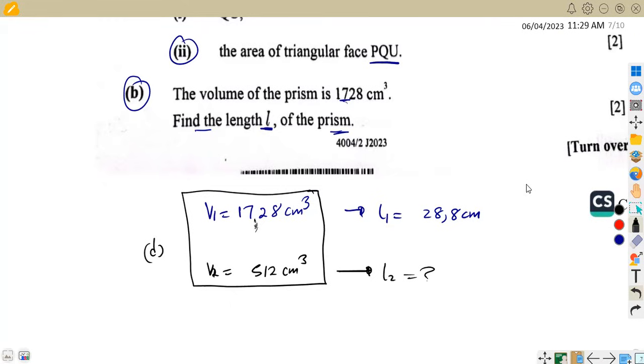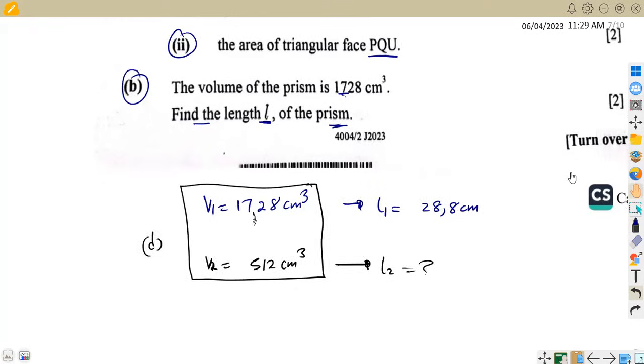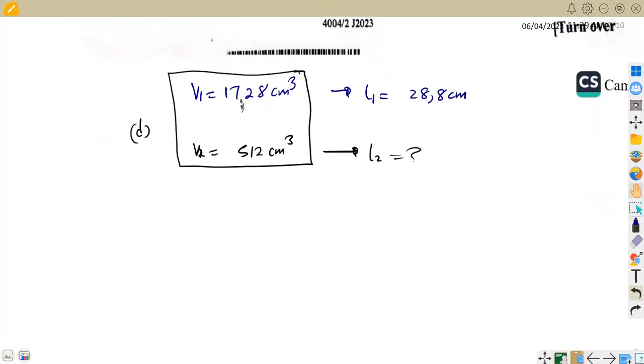If we were given the ratio of sides, that is the scale factor. If we were given the ratio of areas, that is our area factor. In this case we have the volumes, so we use the volume factor, V1 to V2. That is the first volume, 1728 to 512, like this.